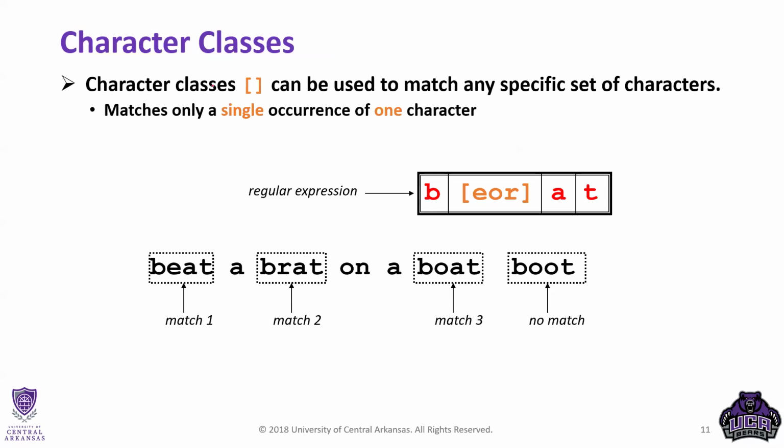Now here we have character classes, so anything with a bracket. The best way to think about this is as an or. So it's going to be a literal B, and then an E or an O or an R, and then the literal A and T. So you can see we've got beat, brat, boat, but for boot right here, there is no match, because of the A coming after it there.